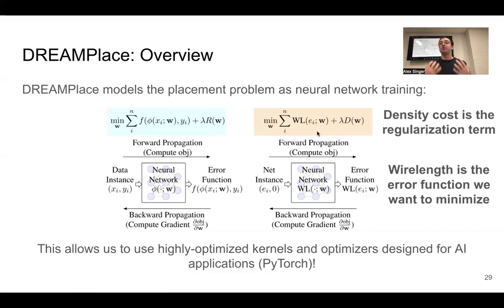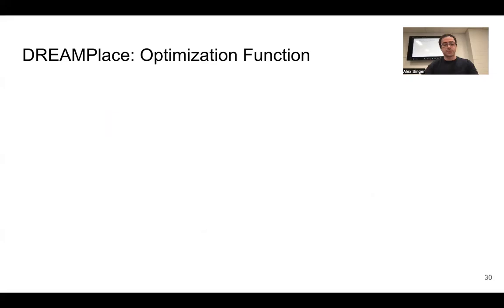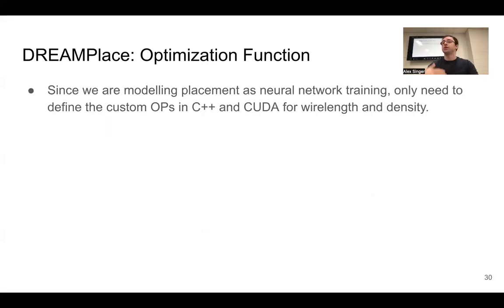And by doing so, we can make use of all of the big improvements in AI, which are trying to compute exactly this by accelerating it on things like GPUs. So how do we do this? Well, we take our optimization function, which is what DreamPlace does. They actually do the ePlace and the RePlAce work, and they make sure both of them work in the DreamPlace framework. And since we're modeling placement as neural network training, we only need to make custom ops in C++ and CUDA for the wire length and the density. Everything else we kind of get for free from the framework.